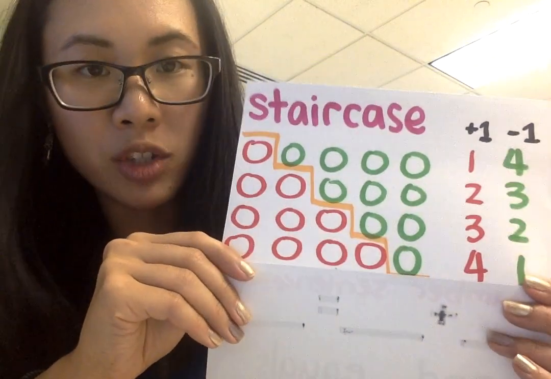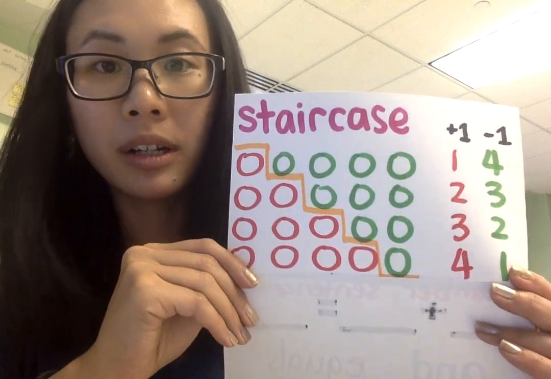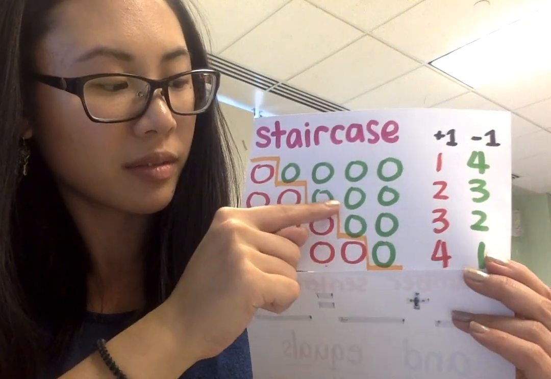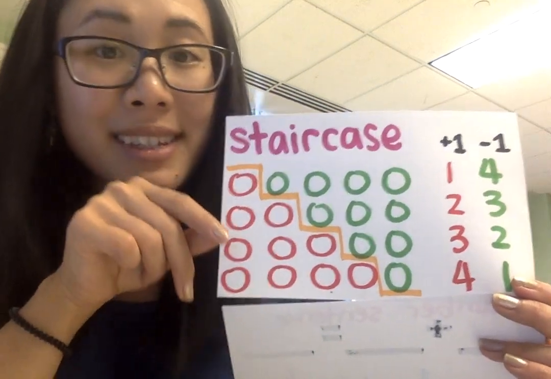We call this the staircase strategy because when you put all of the same color on the same side, you make a staircase. So that's the staircase strategy.